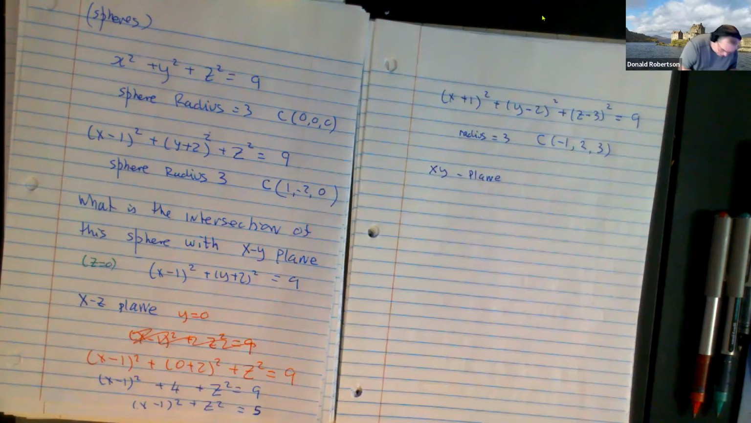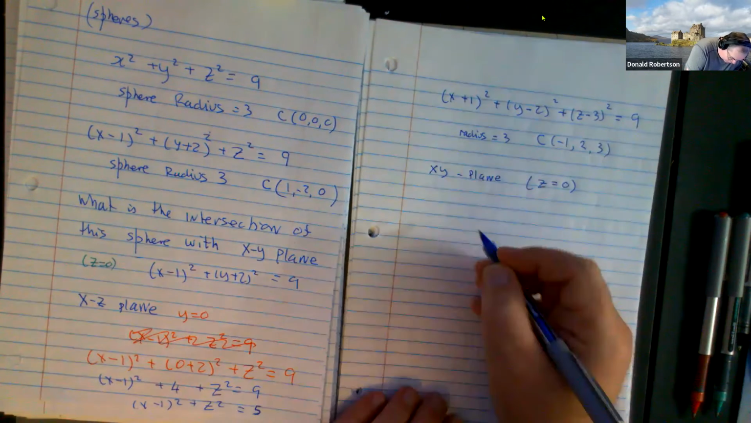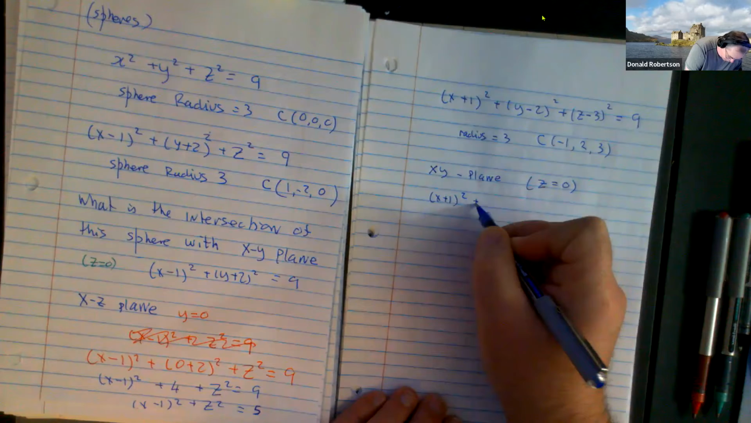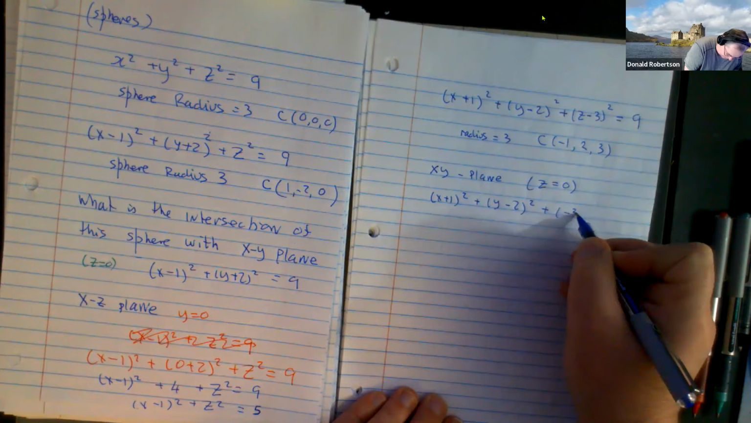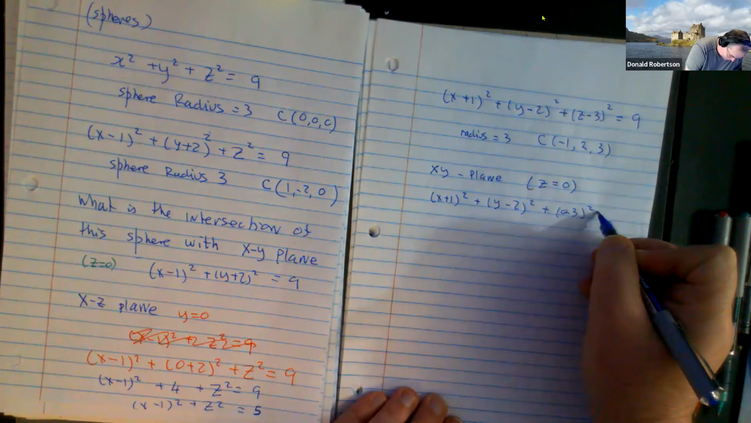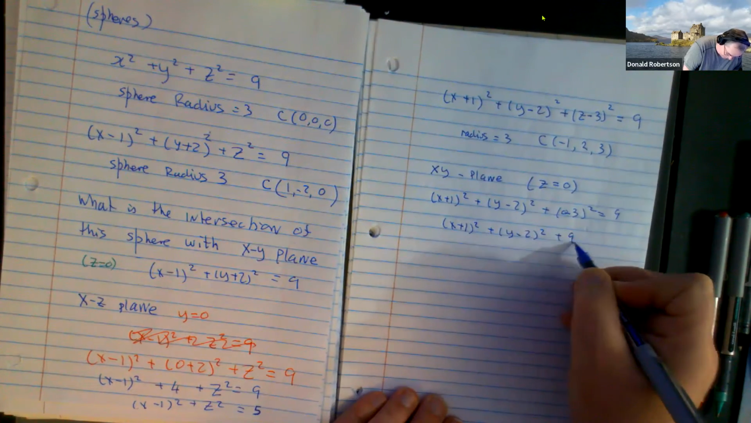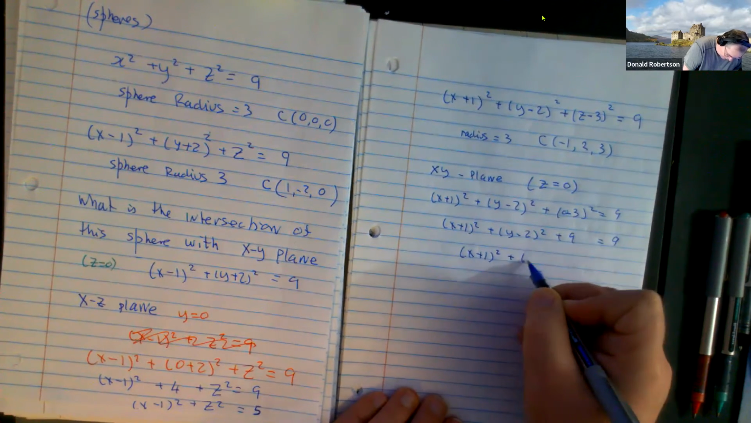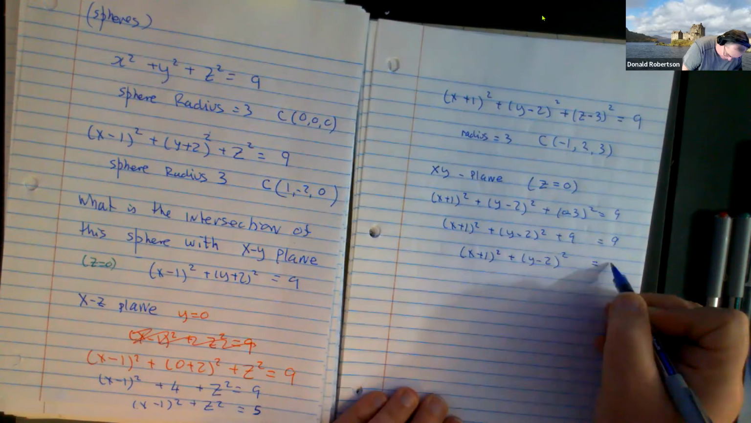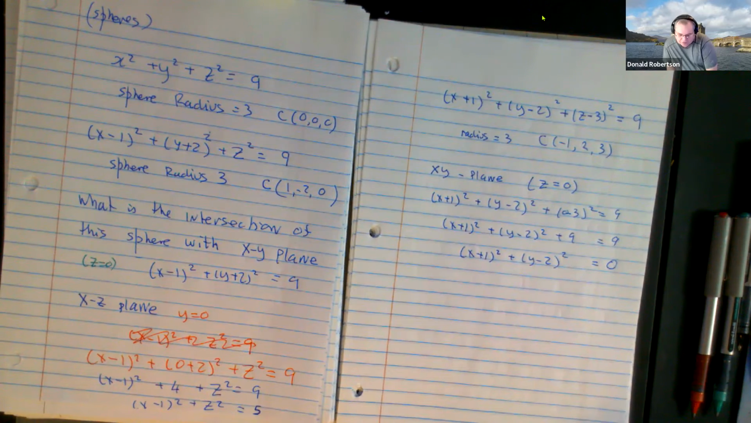Now, if you do the XY plane, the way you do that is you make Z 0 and replace it into the original. So it's going to be x plus 1 squared. And I've picked this one for a good reason. This is not a circle.